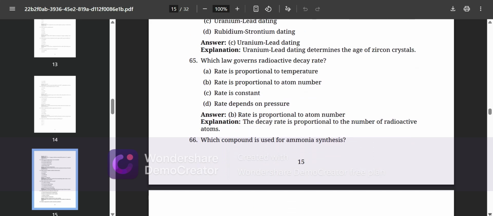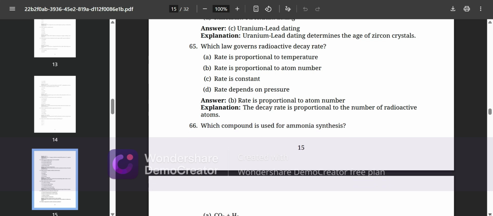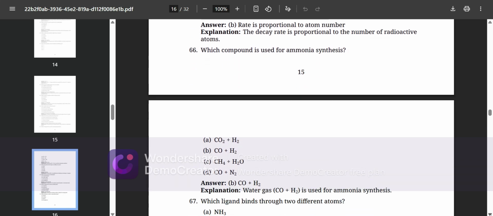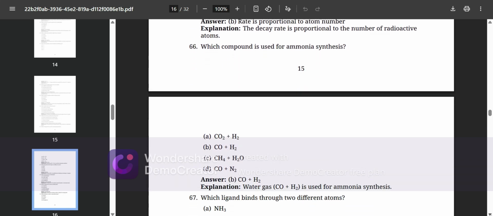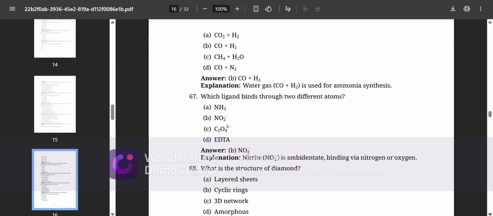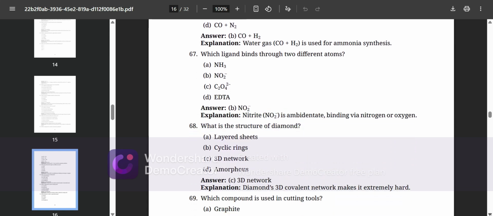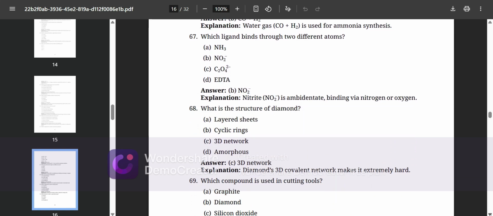Which law governs radioactive decay rate? Rate is proportional to atom number. The decay rate is proportional to the number of radioactive atoms. Which compound is used for ammonia synthesis? CO plus H2. Water gas, CO plus H2, is used for ammonia synthesis. Which ligand binds through two different atoms? NO2 minus, nitrite. NO2 minus is ambidentate, binding via nitrogen or oxygen.